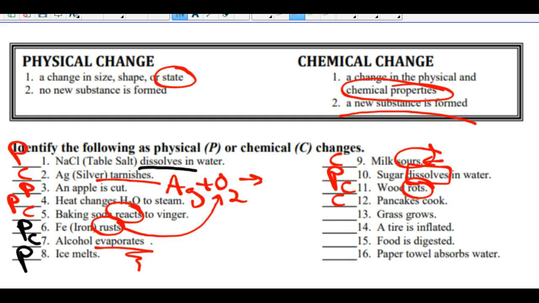Alright, grass grows. That's kind of a tricky one. It's still grass, it's getting longer, but that is caused by a chemical reaction. I don't know what on this worksheet they would say. I'm going to say that one's just dumb. A tire is inflated, still a tire, still full of air. Physical. Food is digested, that is a reaction. Paper towel absorbs water, that's just a physical property, like you're just being wet. Or we could say a physical change or a chemical change.